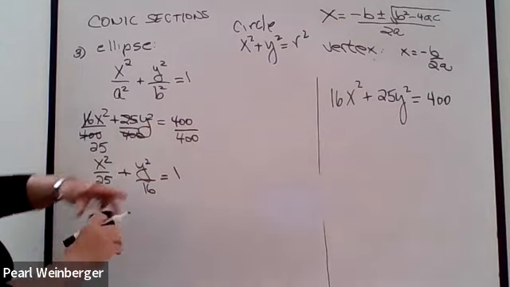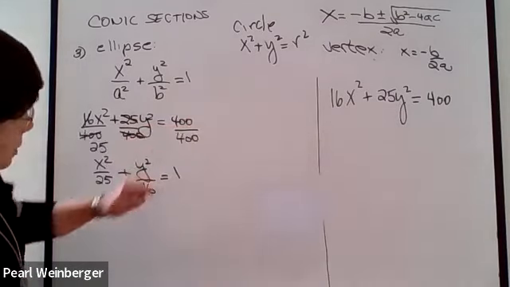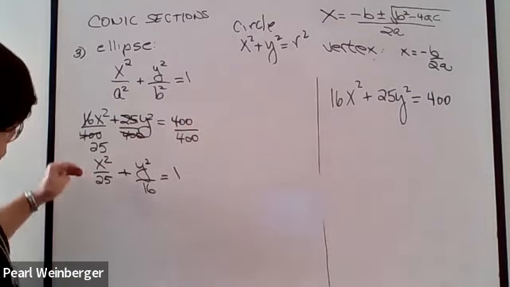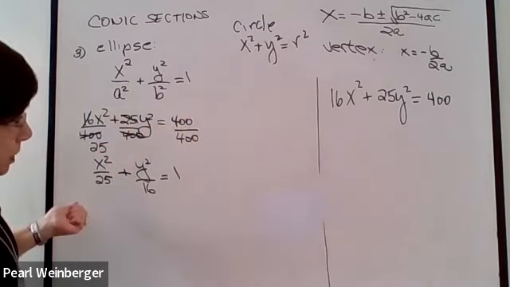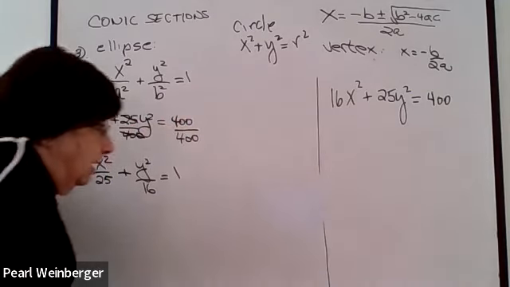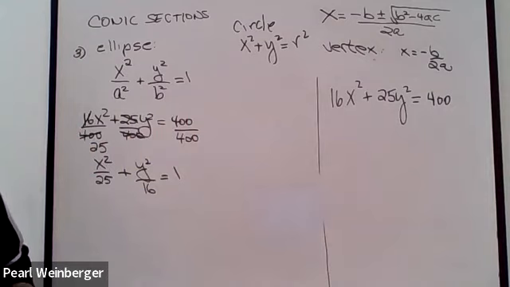Compare the original equation with the new equation. You see how it sort of shifts. The 16 went under the y squared, the 25 went under the x squared. I can't tell you that this will work all the time, but I would say 95% of the time that's what happens.